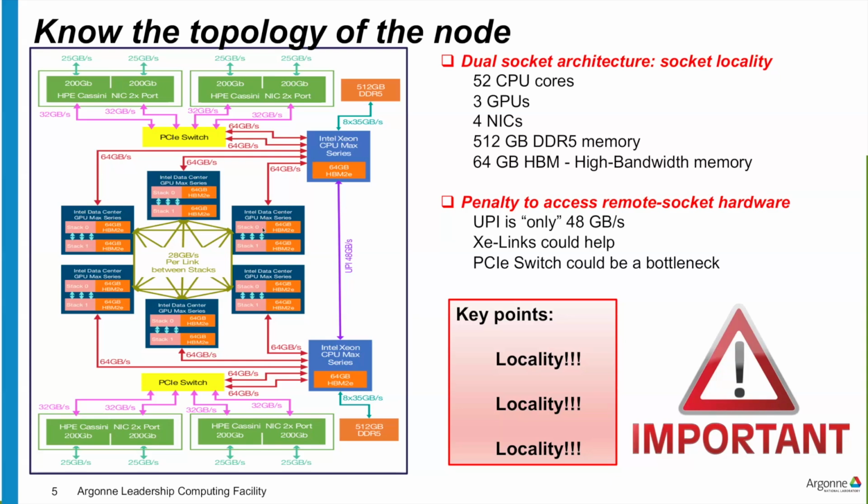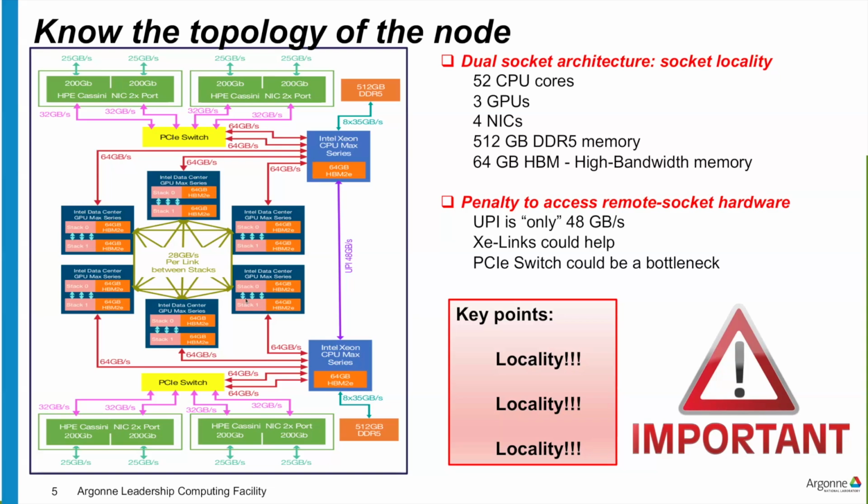I will say a little bit about it when we come to the benchmarks. Each socket has DDR5 memory, 512 gigabytes, and high bandwidth memory, which is 64 gigabytes. The high bandwidth memory is placed directly on the socket of a CPU. The DDR5 memory is external. The sockets are connected through a UPI bus, which is only 48 gigabytes a second. Why only? It is because there are ways to significantly increase the bandwidth when you need to transfer data between the sockets.